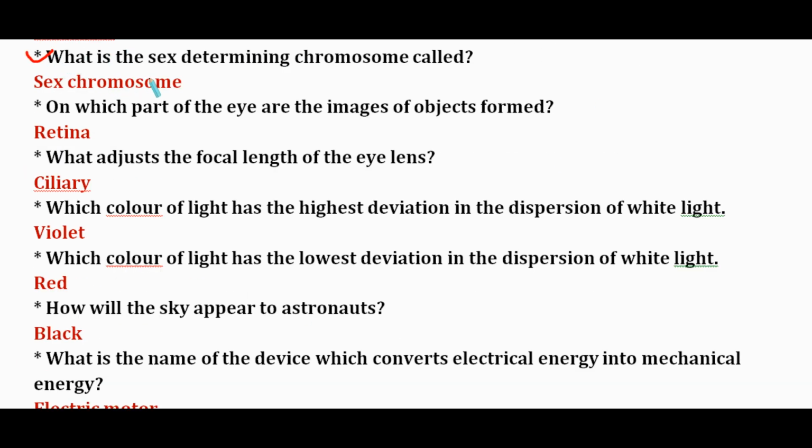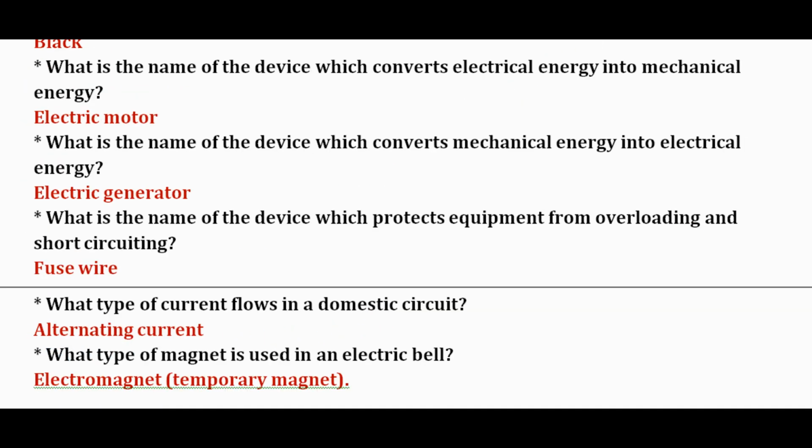Now, next question. What are the sex determining chromosomes called? Sex chromosomes. On which part of the eye are the images of objects formed? Retina. What adjusts the focal length of the eye lens? Ciliary muscles. Which color of light has the highest deviation in the dispersion of white light? It is violet. Which color of light has the lowest deviation in the dispersion of white light? It is red. How will the sky appear to the astronauts? Black.